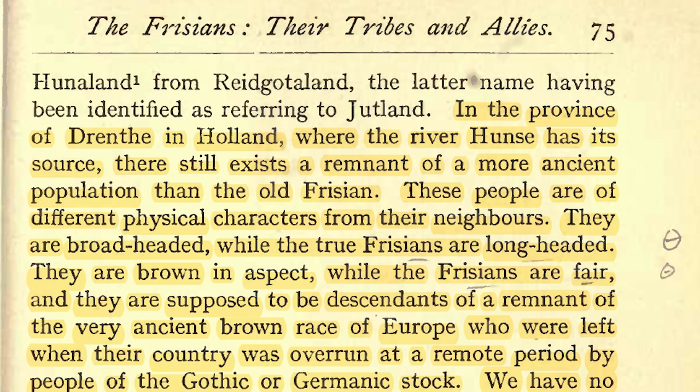Page 75, the highlighted portion reads, in the province of Drenthe in Holland, where the river Hunze has its source, there still exists a remnant of a more ancient population than the old Frisian. These people are of different physical characters from their neighbors. They are broad-headed, while the true Frisians are long-headed. They are brown in aspect, while the Frisians are fair. And they are supposed to be descendants of a remnant of the very ancient brown race of Europe who were left when their country was overrun at a remote period by people of the Gothic or Germanic stock.